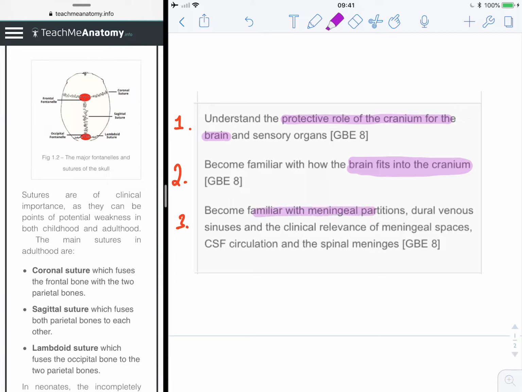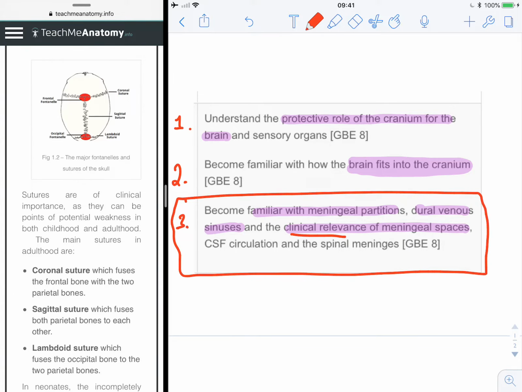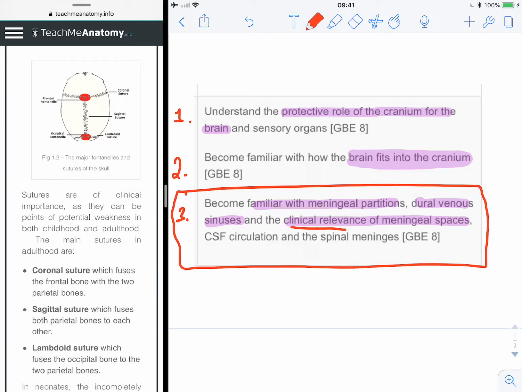So become familiar with the meningeal partitions, dural venous sinuses, clinical relevance for meningeal spaces. I'm going to leave those ones, so most of everything below this line, the third one, I'm going to leave to my lecture, because things like clinical relevance, I don't need to look over myself. It's good for the lecture to introduce that to me, I think. So yes, one and two, I'm going to look over myself.